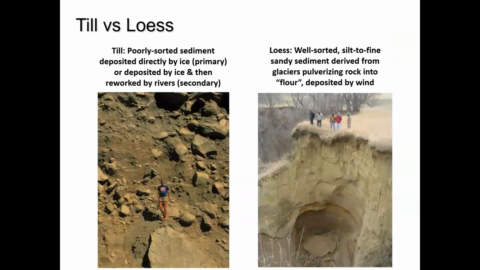In contrast, there's another type of sediment that is either pronounced loess or luss, not loess. And this sediment is well-sorted, silt-to-fine sand. It's blown around. It sort of comes from glaciers pulverizing rocks into flour, leaving that sediment behind, and then that sediment can be blown away and deposited by wind. We care about it a lot because it makes very fertile soils, because that powdered rock has a lot of nutrients that plants can dive in and get, because the rock has been pulverized and broken down without being extensively chemically weathered yet.